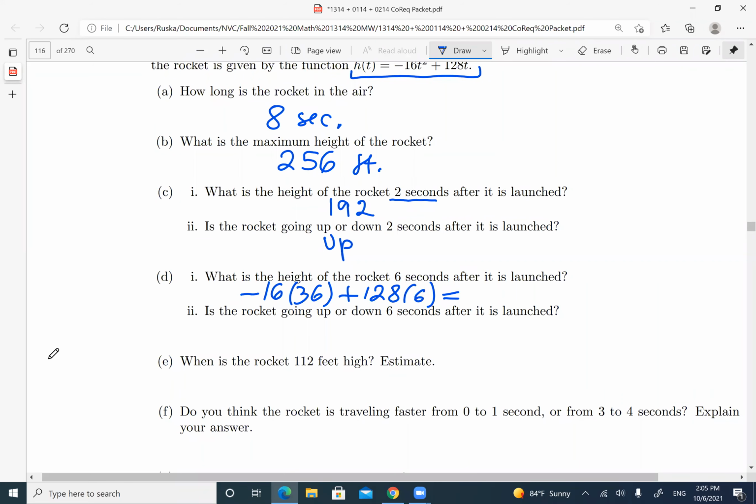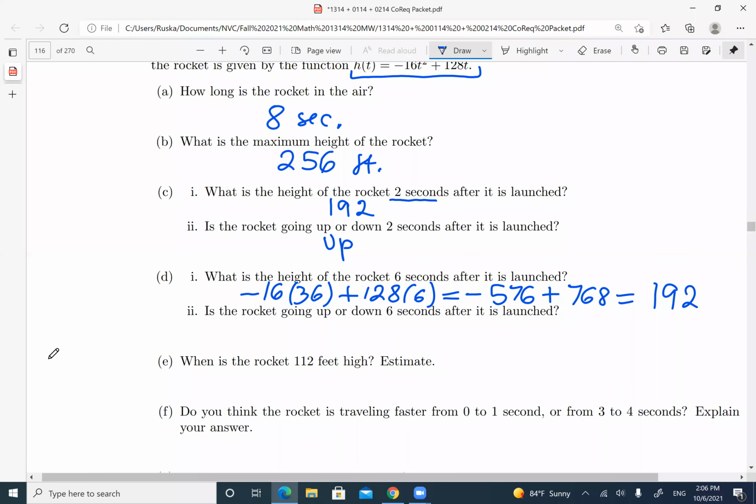So we have negative 16 times 36, which is negative 576, plus 128 times 6, which is 768. And that gives me 192 again. Everybody see that?